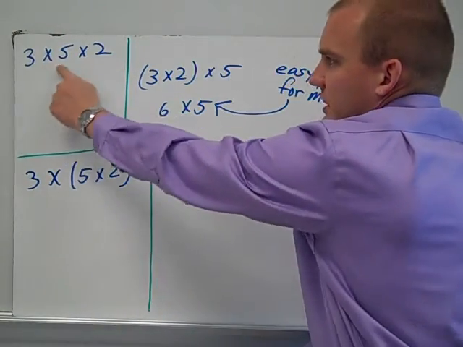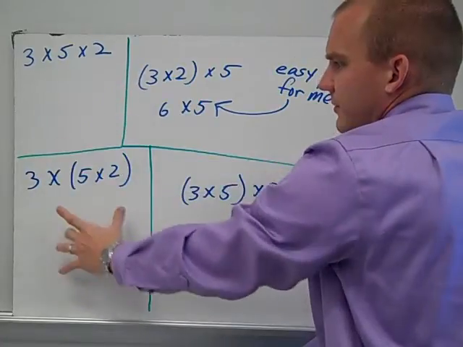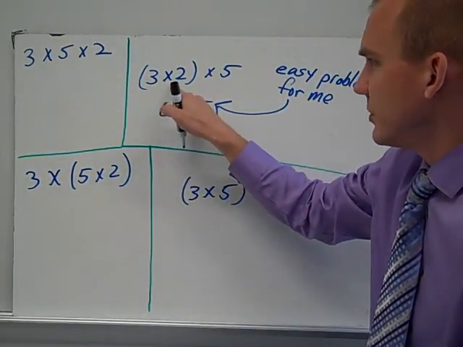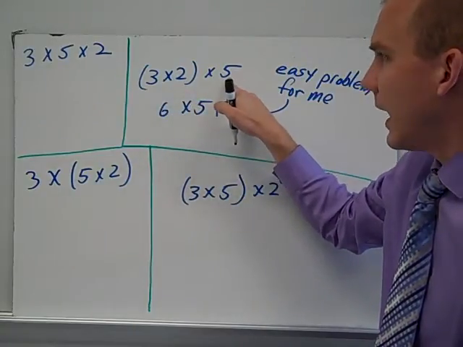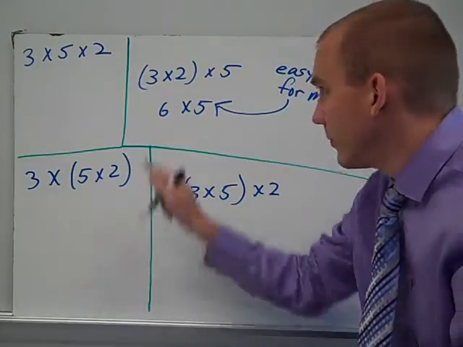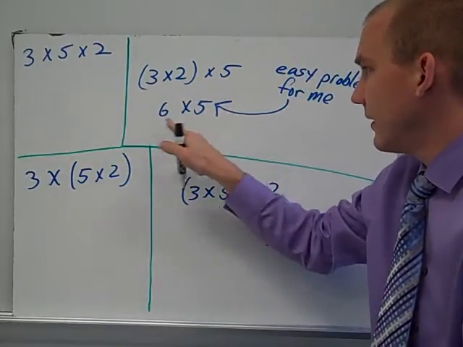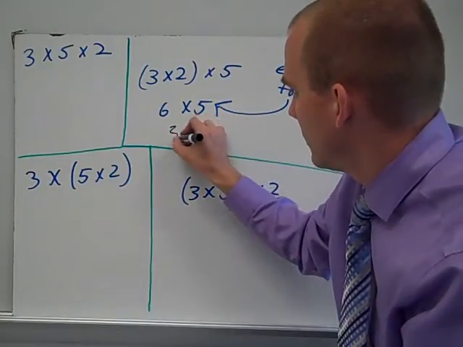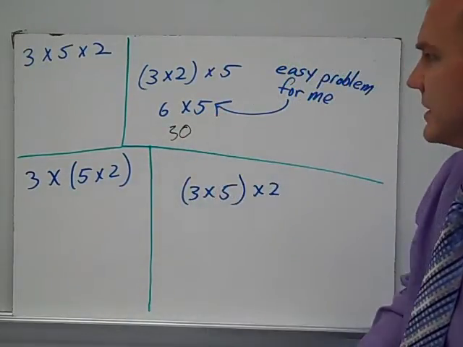Let's take a look at 3 times 5 times 2, and let's solve it in three different ways. I kind of started this first one, 3 times 2 first, then times 5. I did this because I thought 6 times 5 was an easy problem for me. 3 times 2 is 6, then 6 times 5, well, that's 30. Pretty easy. That was an easy problem for me.